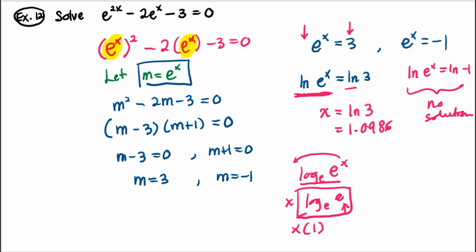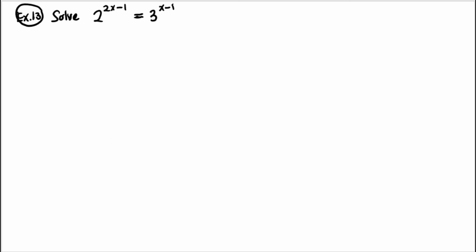All right, what about this one? This is the last example here. Now we have 2 and 3. Can we change the 3 into base 2? Cannot. Can we change 2 into base 3? We cannot. Therefore, what we should do is solve this by taking log on both sides. So we have log of 2 to the power of 2x minus 1 equal to log of 3 to the power of x minus 1. And then we will have to use the law of logarithm to solve for the variable x.